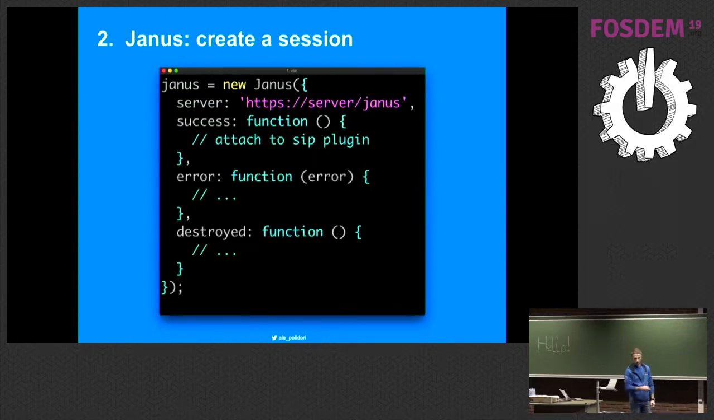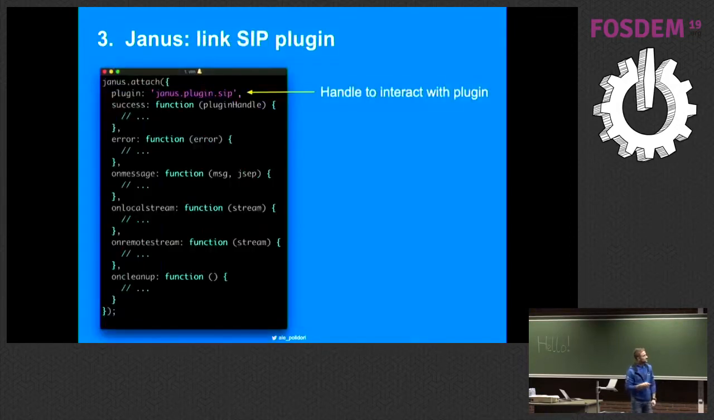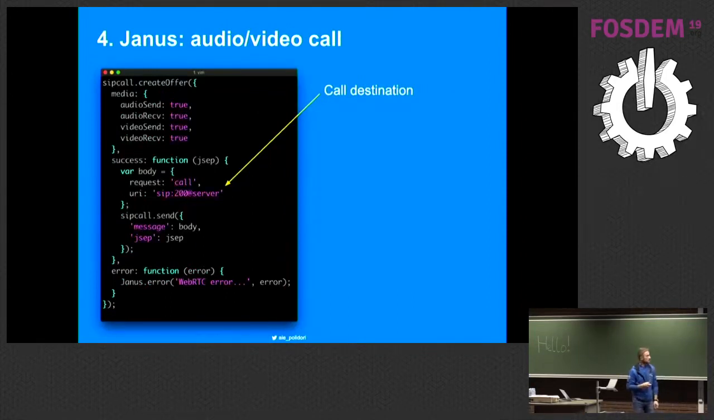And we pass other callbacks as parameters. At this point, we can attach the SIP plugin to have a plugin handle to make a new phone call. In this slide, I deliberately cut off the code to not generate confusion. So other callbacks are passed as parameters. And at the end, if all goes well, we can make a new phone call by invoking the create offer function on the just created SIP plugin handle, and we can specify the destination of the call. That's it.